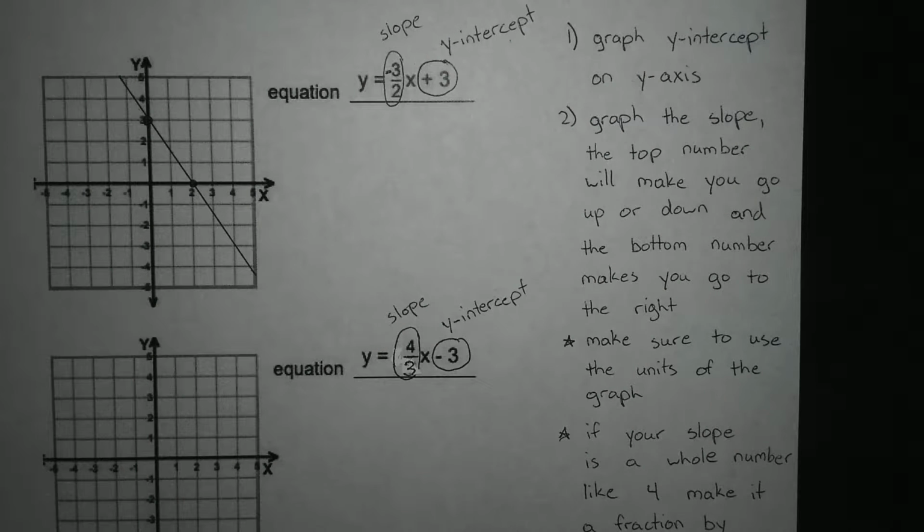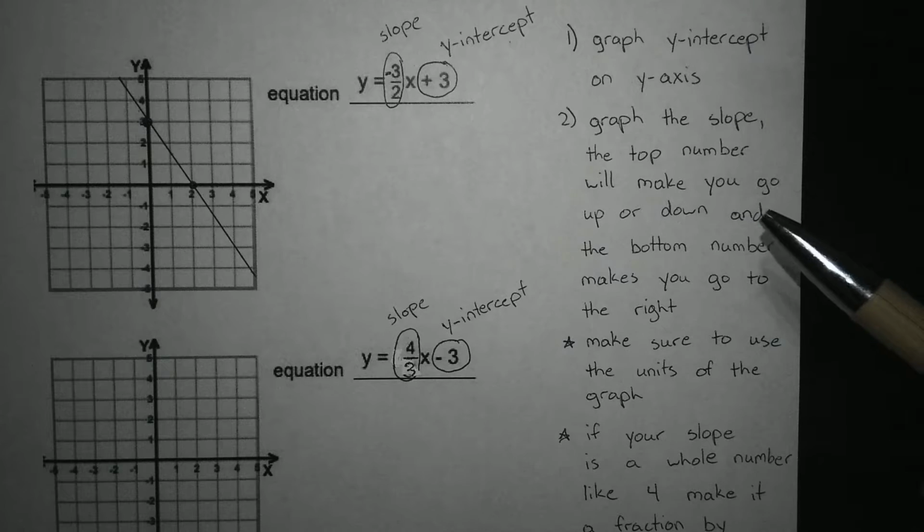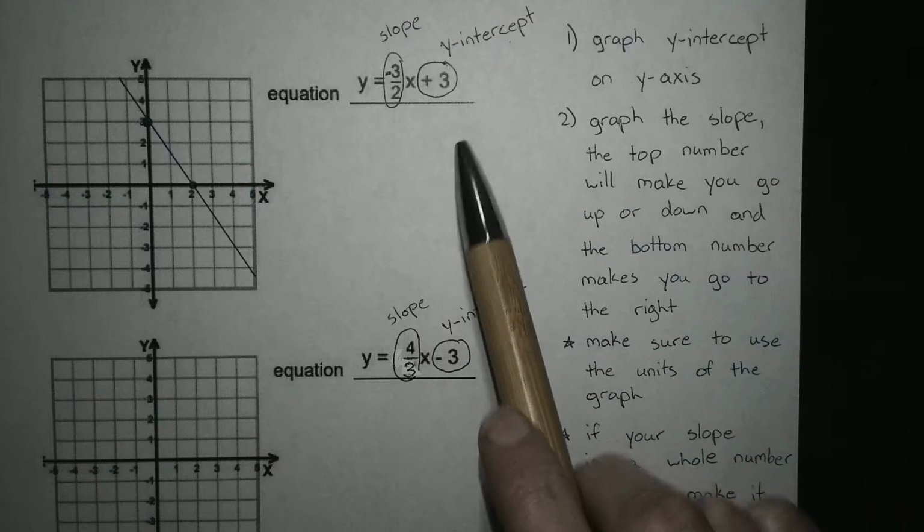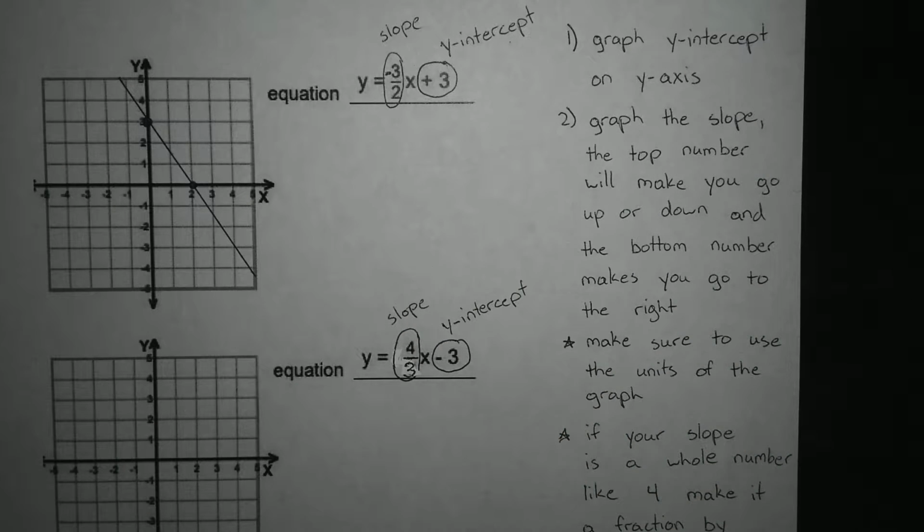Here is how you graph an equation that is in slope-intercept form. I've already gone ahead and done this first one, but I'm going to walk you through what I did. This right here is slope-intercept form, where the slope is the number in front of x, and the y-intercept is the number that is behind it.